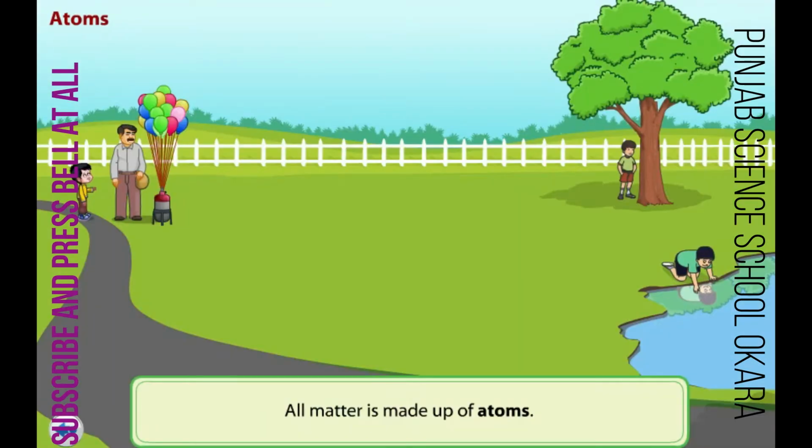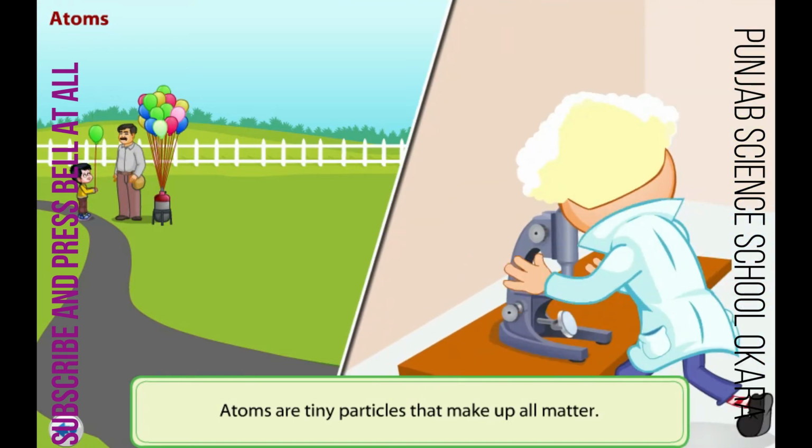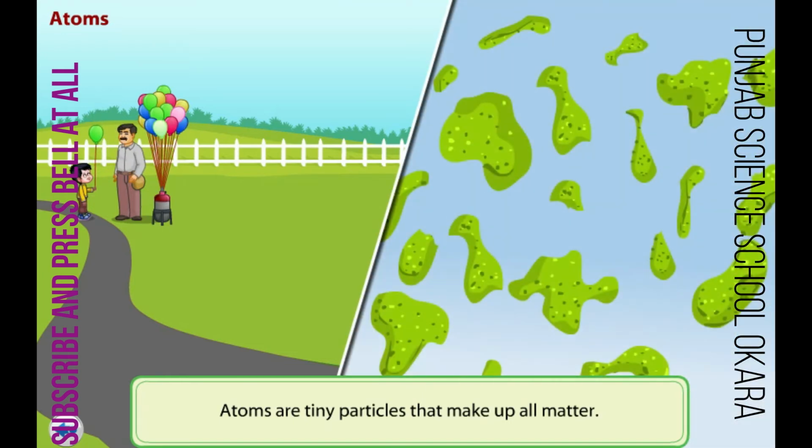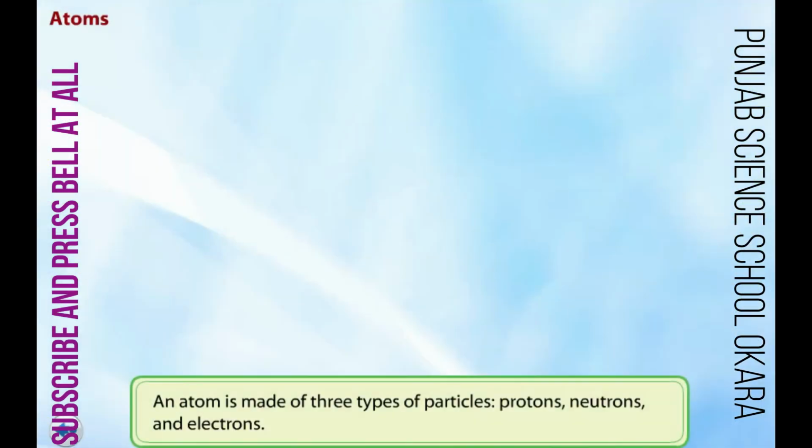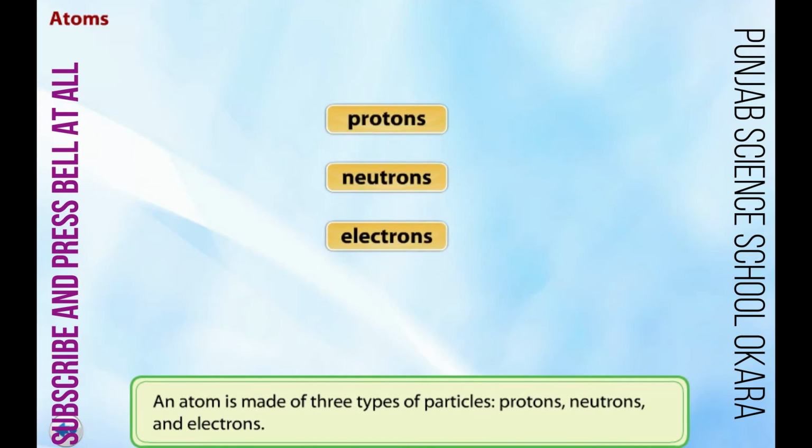All matter is made up of atoms. Atoms are tiny particles that make up all matter. An atom is made of three types of particles: protons, neutrons, and electrons.